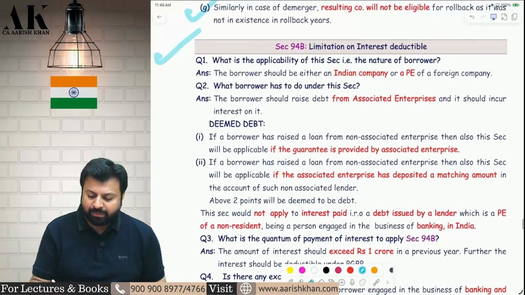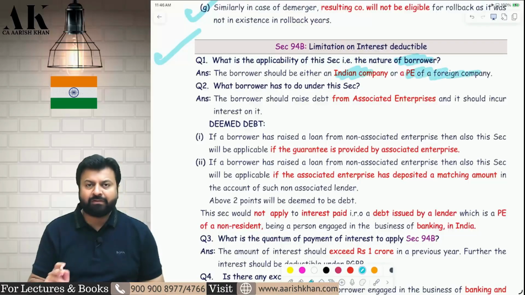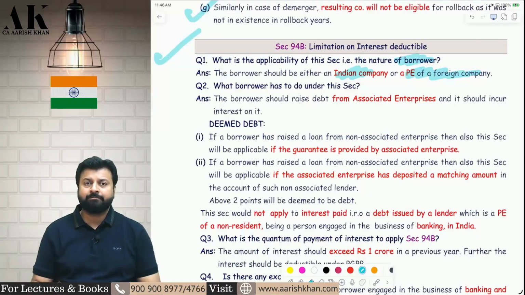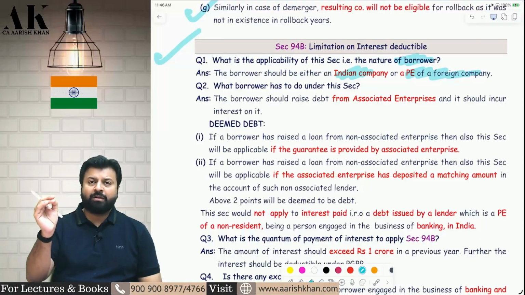So for that purpose, who is the borrower? The borrower can be two people, Indian company or a permanent establishment of a foreign company. Only companies are covered, no other person other than company is covered. The borrower can be Indian company or a permanent establishment of foreign company. No other person can be called as borrower.